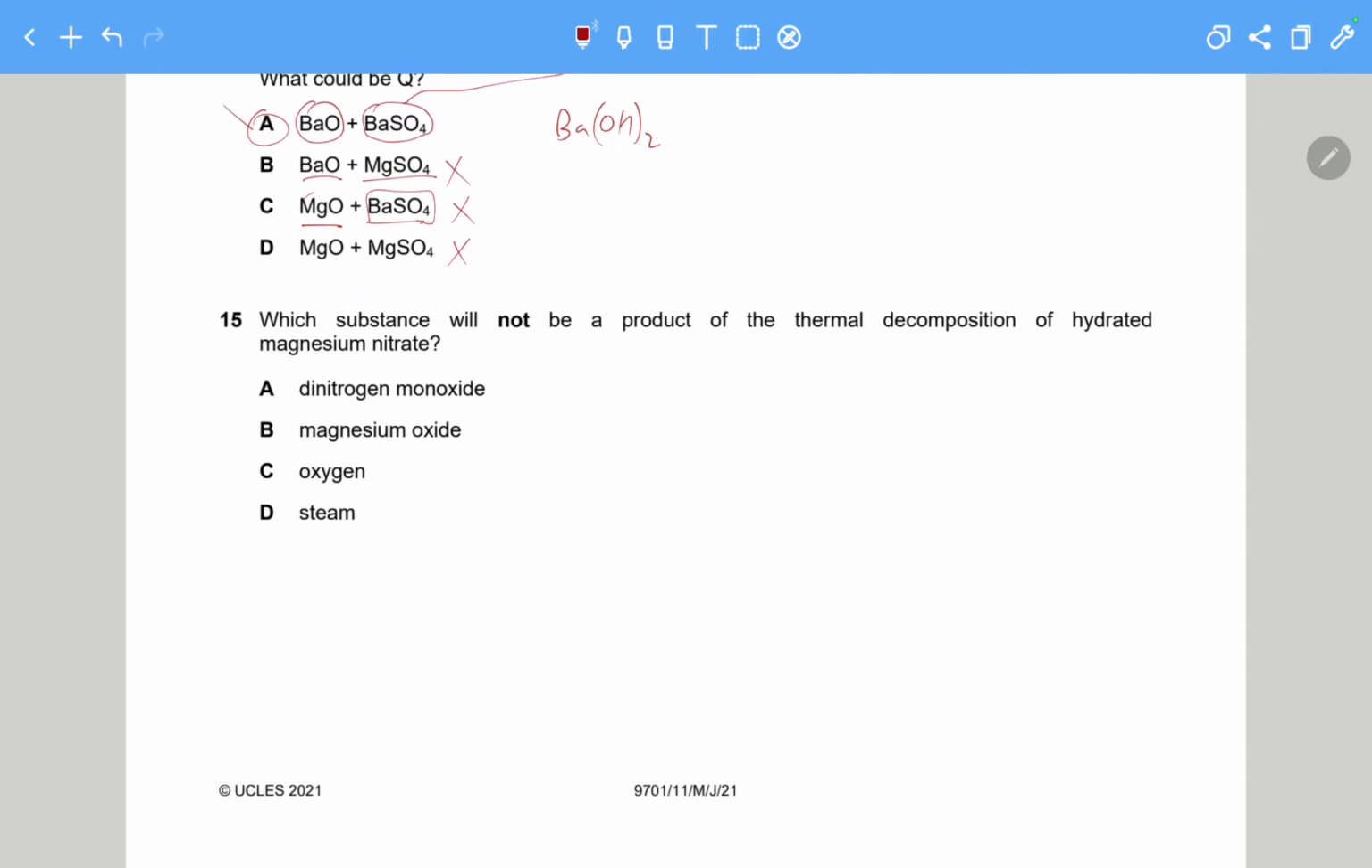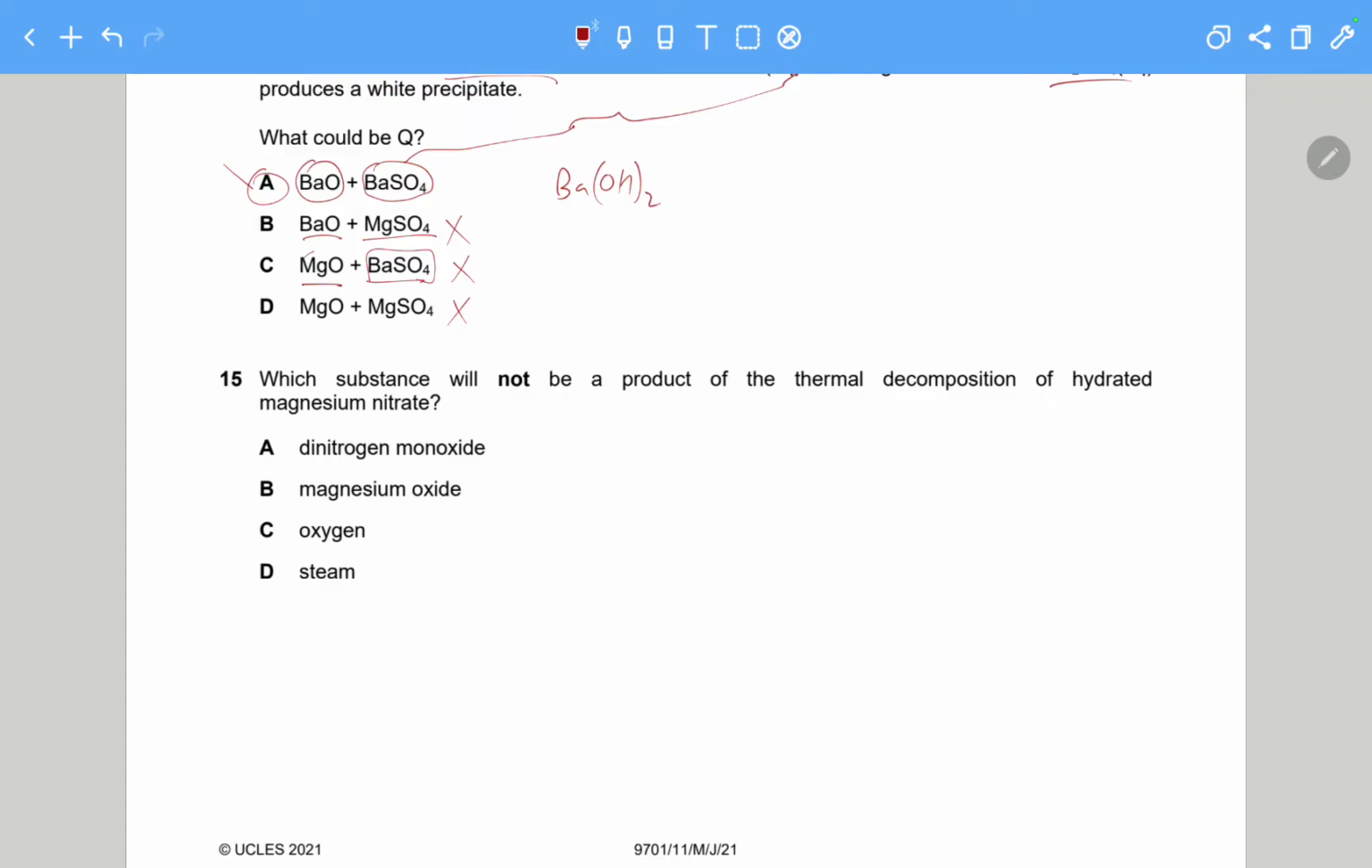Which substance will not be a product of the thermal decomposition of hydrated magnesium nitrate? Hydrated magnesium nitrate is not the same as anhydrous magnesium nitrate. If you remember, with anhydrous magnesium nitrate, we get MgO plus NO2 plus O2 from the decomposition. And if it's hydrated, we will get an additional product, which is H2O in the form of steam.